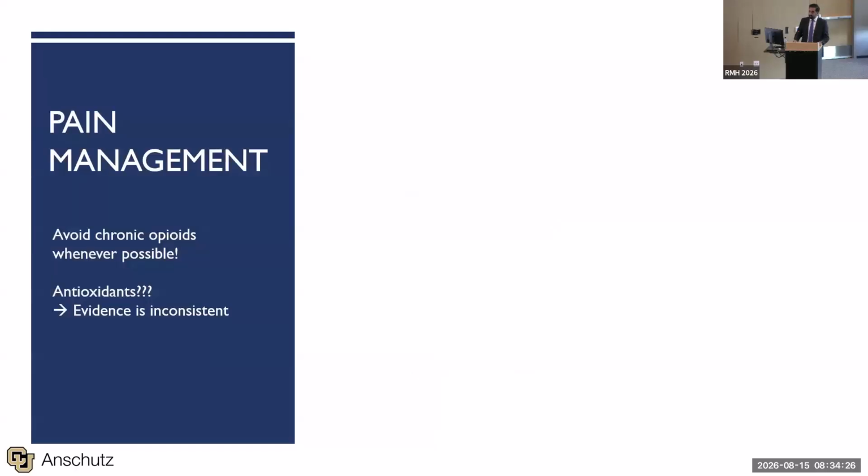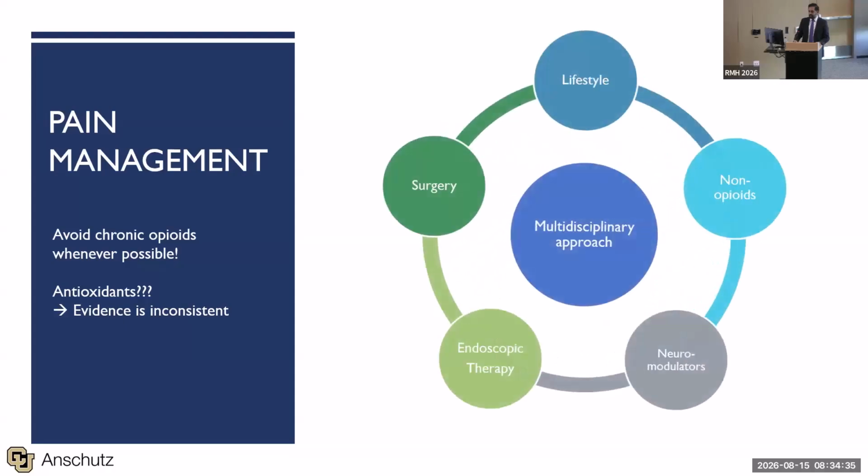And so let's talk about pain management. You want to try avoiding opiates, which is really tough in our adult population. There is some evidence for antioxidants, but it's really inconsistent. So your approach to pain management really is lifestyle modifications, non-opiate use, and neuromodulators. And if you can get someone into a chronic pain clinic that can help with this, that can be super helpful. And then endoscopic therapy and surgery, which we'll talk about.